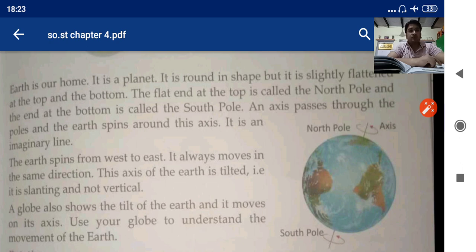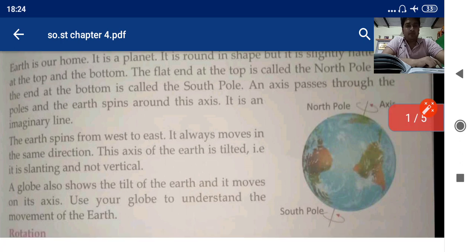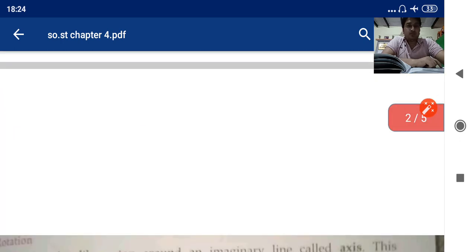The globe also shows the tilt of the earth and it moves on its axis. Use your globe to understand the movement of the earth. Whenever you go to your school library, you will see a globe kept there. You will find that the imaginary line is not passing in a vertical way, it is passing in a slanting way. So whenever you get a chance to see a globe in your school library, you can visit and see, and this thing will be clear.